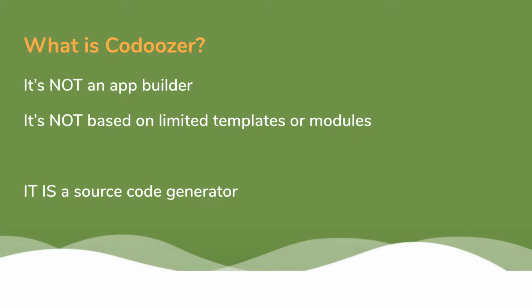We're not based on templates or modules. We offer real functionality, so you can really combine functionalities and create your apps. Codoozer is more like a source code generator. Normally on those app builders, you generate your app, you customize it, and then they provide the APK file, things like that. But with Codoozer, what you are really generating is source code. After that, we will also provide the final app, generated from that source code. But it's important to know that in the future, if you want to take the source code of your app, Codoozer will let you do it.